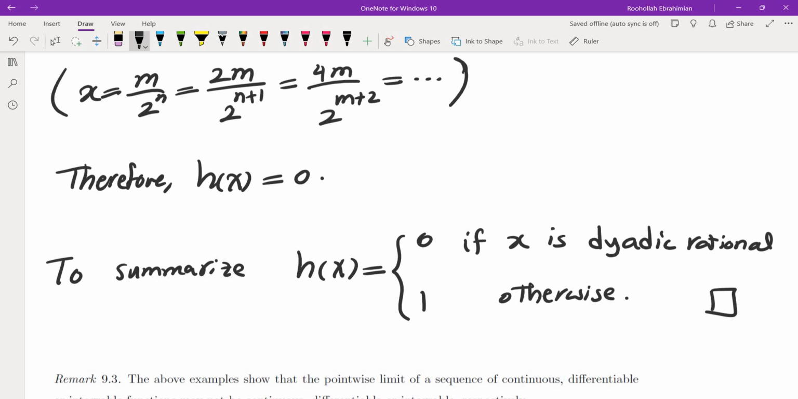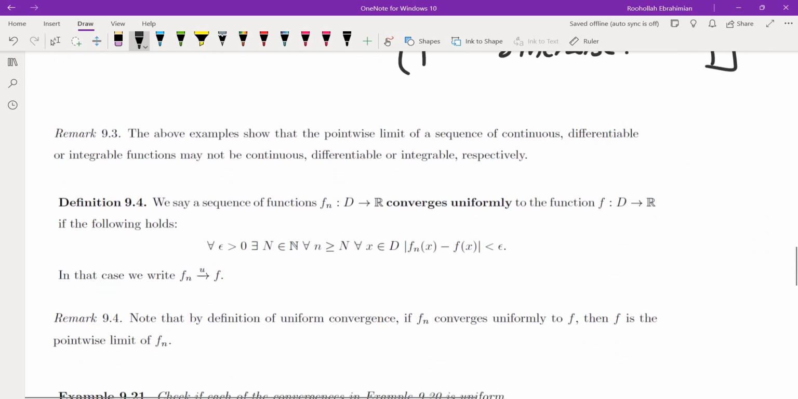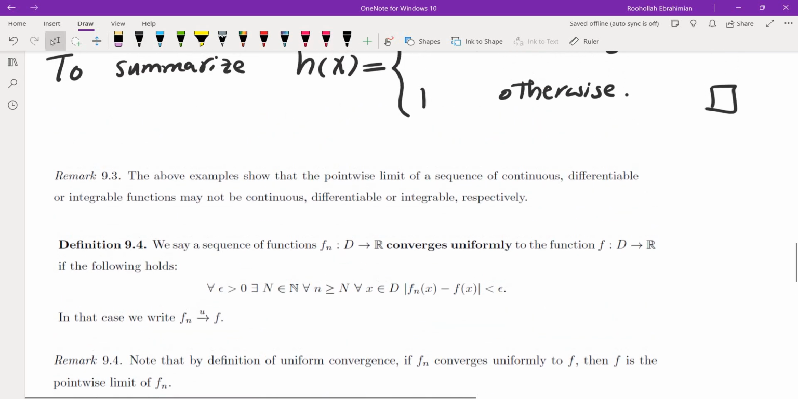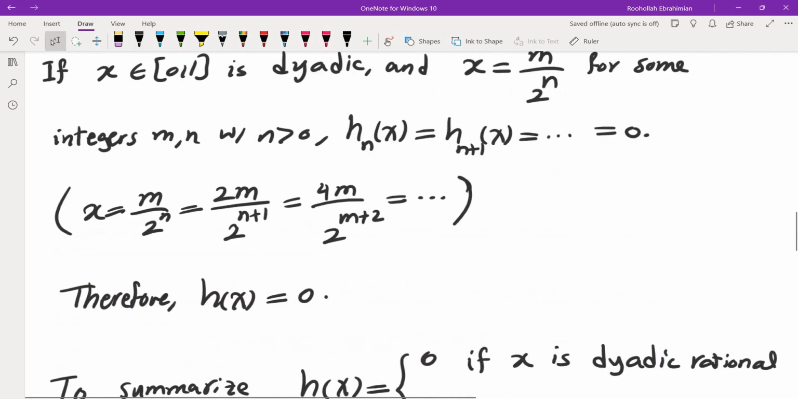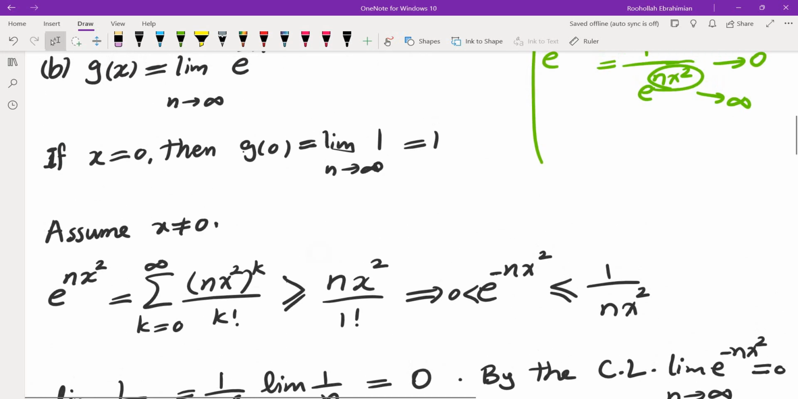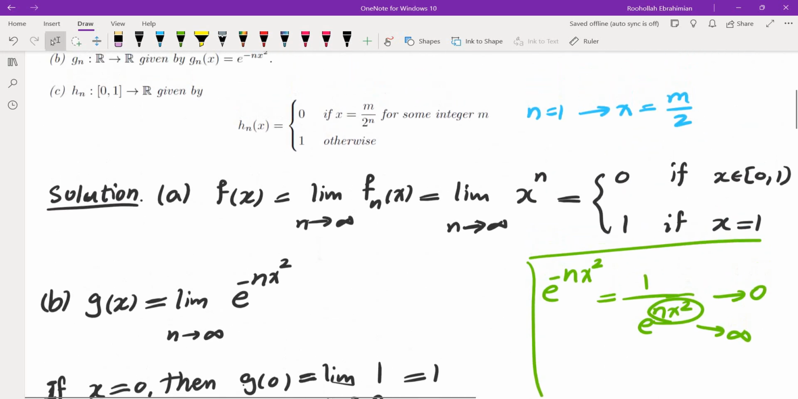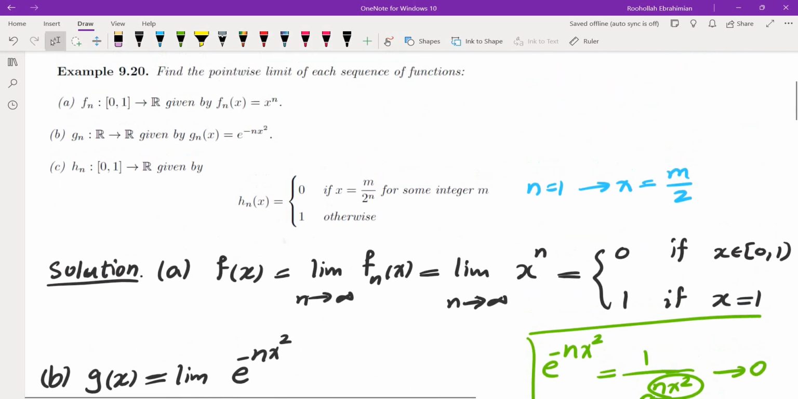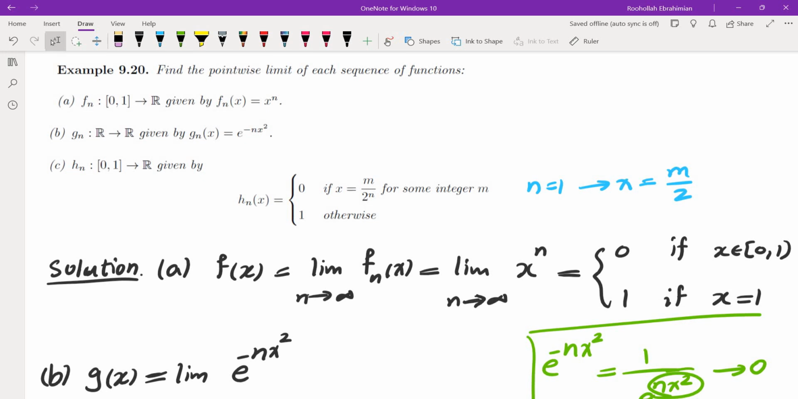Okay, so these 3 examples are in fact interesting examples. I will make a point about these examples. Let's look at the examples that we did in these 3 examples. If you look at the first one, x to the power of n, every single one of these functions is a continuous function. X to the power of n is continuous. However, the limit is a piecewise defined function and is not continuous.